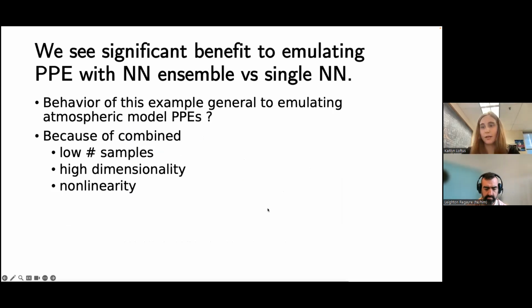One thing that would be great to discuss is there are a number of reasons why we expect the behavior of this single slice of the data to be general to emulating atmospheric model PPEs. That's because, relative to other machine learning applications, we have a relatively low number of samples, a high dimensionality, and also we can have significant nonlinearity. All of this makes the emulation process uncertain, and we want to be able to characterize how uncertain our predictions are.